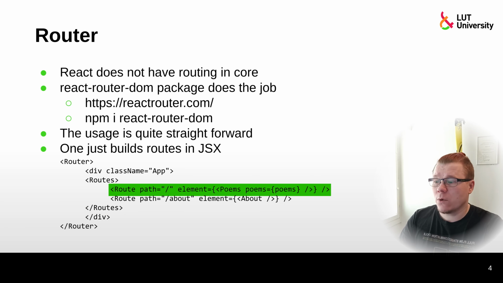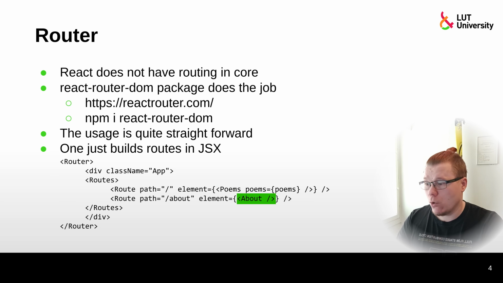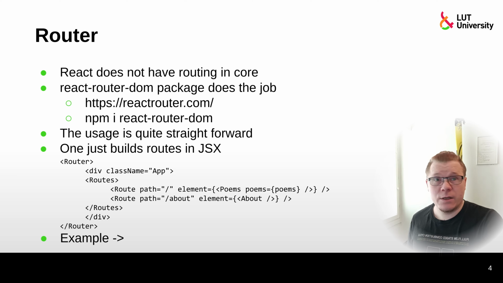So we have one route that is to the root page. Let's say it's like an index page, and then there is another route to the about page, and we are defining the element that should be rendered on these paths. On the first path this would be the poems component, and on the about page we would render the about component. Let's have an example of this.